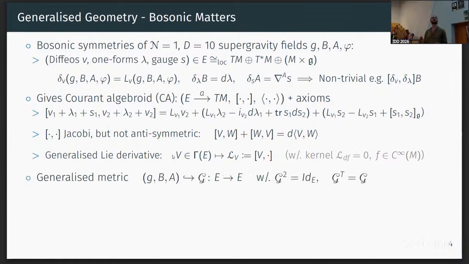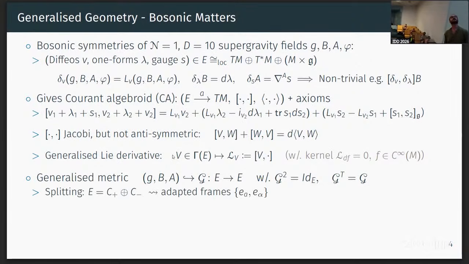And it turns out that there's a really nice thing you can do with most of your bosonic fields. You can take your metric, your two-form field, and your gauge connection, and you can map this into this curly G, the so-called generalized metric, which is now an endomorphism on your generalized tangent bundle that squares to the identity and is symmetric. Because I'm going to use this notation later on quite a bit, notice that because this squares to the identity, it gives a positive and negative eigenspace in which you can split your generalized tangent bundle. And we have adapted frames.